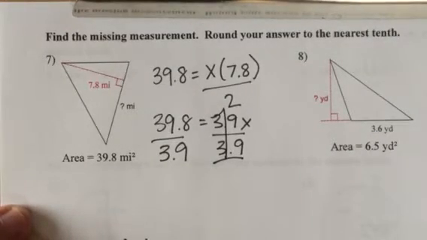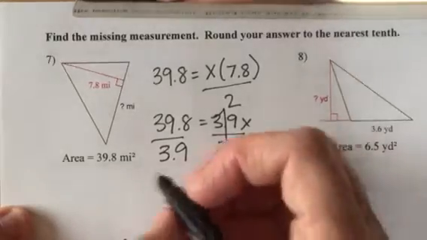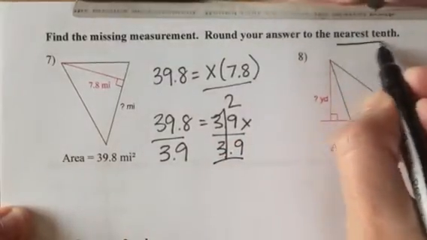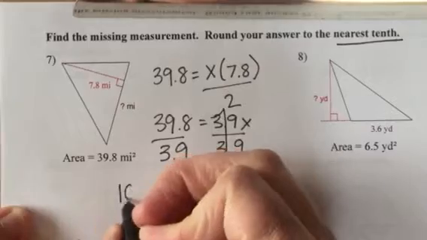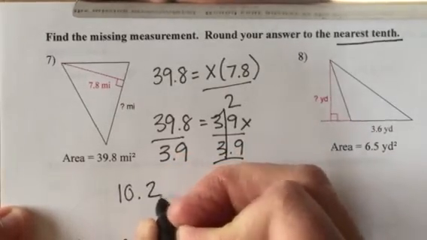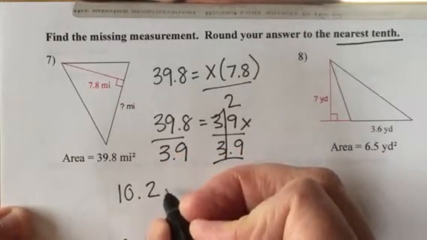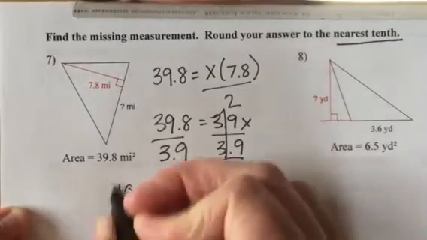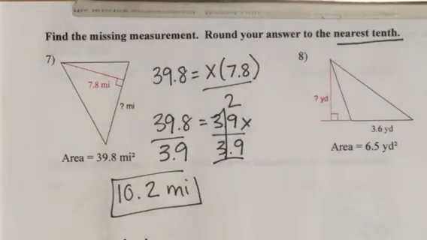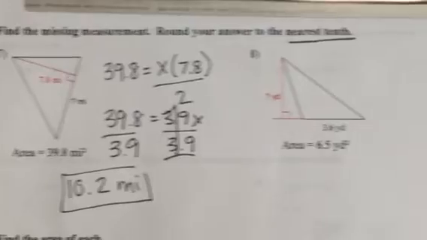If I take 39.8 divided by 3.9, I get 10.205 and so on. So I'm going to round this to the nearest tenth, which is what the instructions say. So we'll go 10.2 miles, if we're going to label that. Let me check my key and make sure that I'm getting the same answer in both cases. Yeah, that's showing 10.2 miles as well.